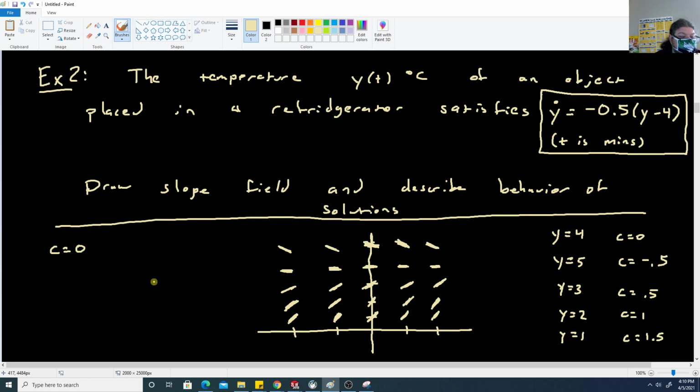So what happens is if you place an object at a given time, so time is along the x-axis, this is the y-axis. If I put an object in here that's above 4 degrees Celsius, this will cool it down till it approaches 4 degrees Celsius. If I put an object in here that's under 4 degrees Celsius, this will raise its temperature until it reaches 4 degrees Celsius. So describe the behavior of the solutions.